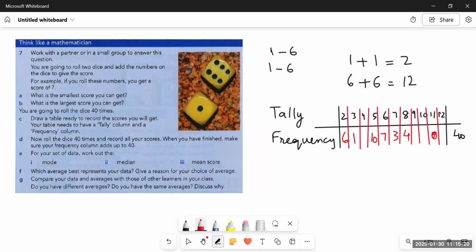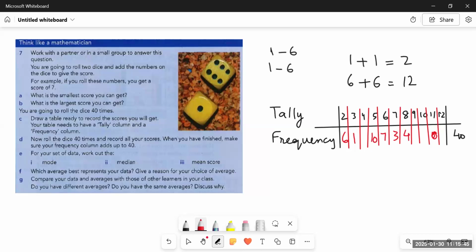Now they're saying roll the dice 40 times and record all your scores. When you have finished, make sure your frequency column adds up to 40. That's what we have already discussed in the previous question. And for your set of data, work out the mode, median, and mean score. You have to find out mode, median, and mean score, as we have done in question number 6.